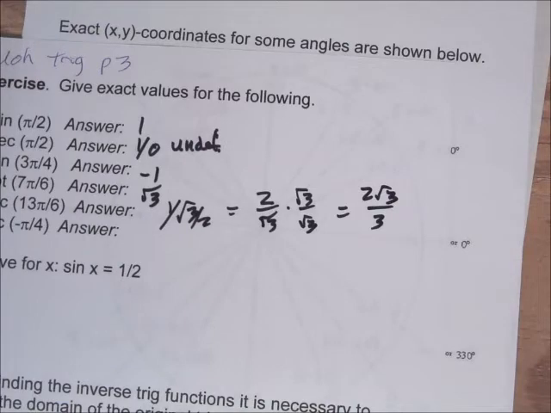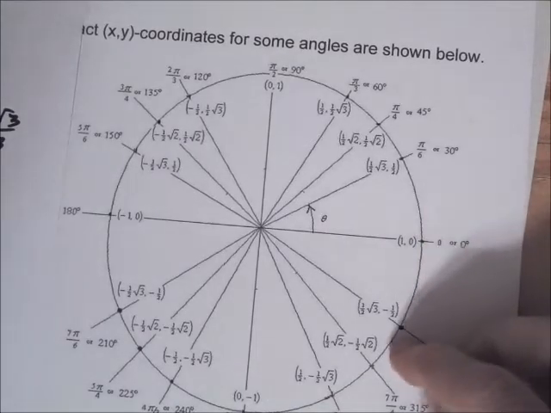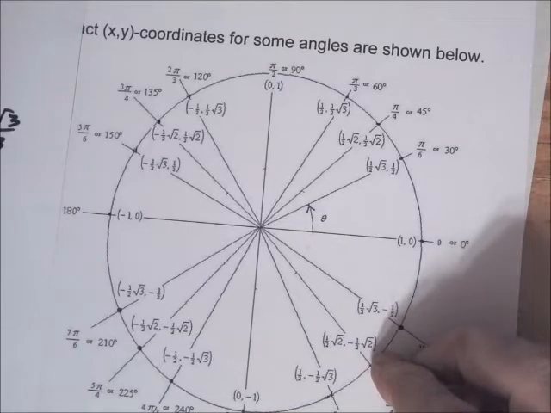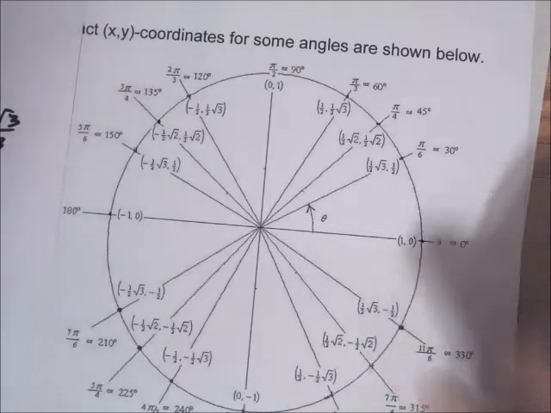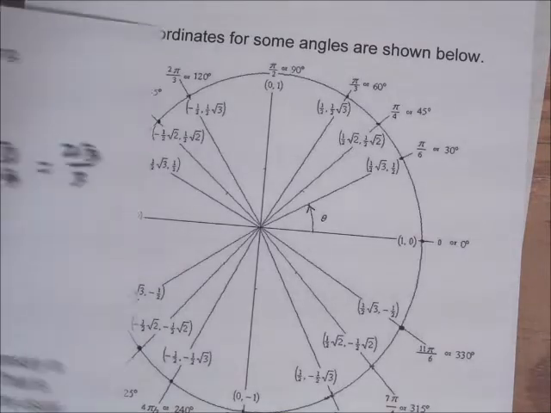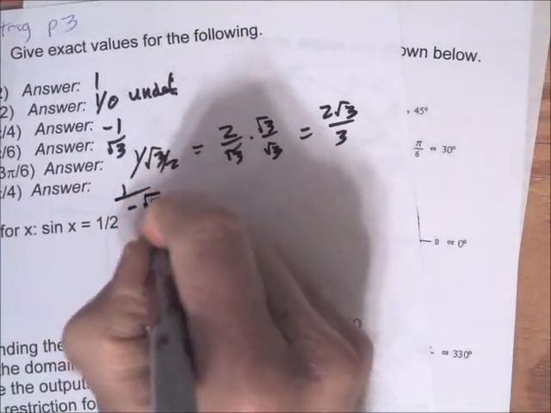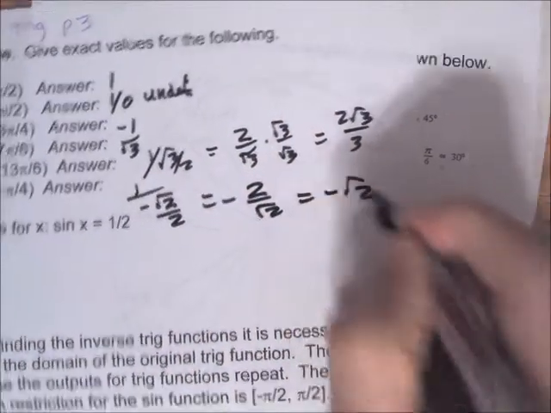The cosecant of minus pi over 4, so that'd be pi over 4 in the clockwise direction from the positive x-axis. It'd have the same terminal side as 7 pi over 4, so the cosecant is going to be 1 over the sine. So it's 1 over negative root 2 over 2. So it's going to be negative 2 over root 2, which would be negative root 2. Okay.